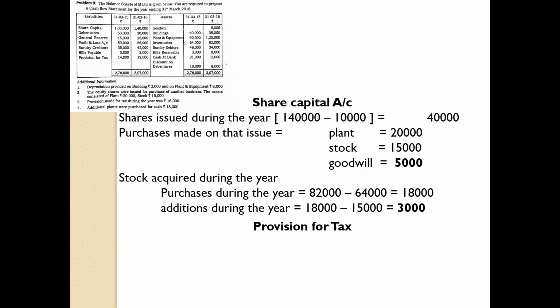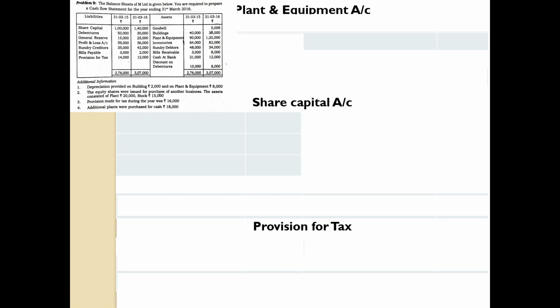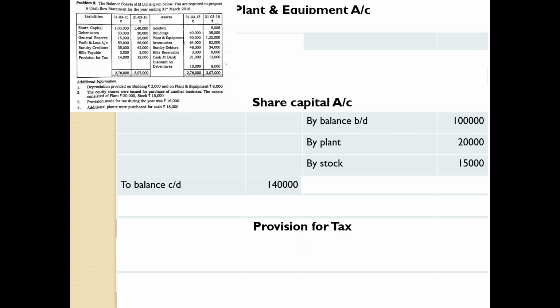So let us prepare other non-current accounts, provision for tax as well as plant and equipment. Let us begin with share capital. Opening balance is 1 lakh, closing balance is 1,40,000, and in the adjustment there is a purchase. Certain shares were issued to purchase plant 20,000, stock 15,000. There is no other information regarding share capital.